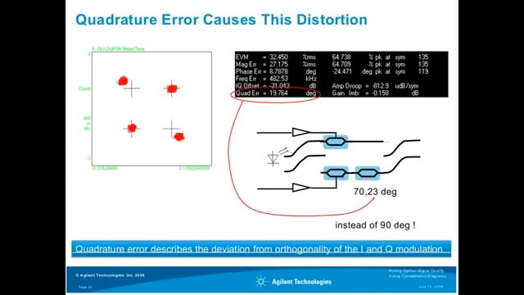And if you see this kind of distortion, you can directly go to the bias voltages of this Mach-Zehnder interferometer and optimize your transmitter to have a perfect constellation and 90 degrees, as it should be, between the I and the Q path of the signal. So the quadrature error describes the deviation from orthogonality of the I and the Q modulation.